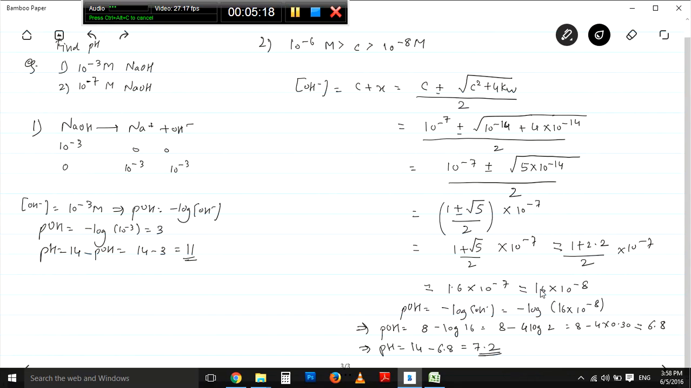So we neglect that negative value and take only the positive value. To find the logarithm of such values, we can write this as 16 into 10 raised to power minus 8. Now pOH will be equal to negative log of 16 into 10 raised to power minus 8, which is nothing but 8 minus log of 16. Now 16 can be written as 2 to power 4, so log of that will be 4 times log of 2. So that will be 8 minus 4 into 0.3, which will give you a value of 6.8. Now pH will be 14 minus 6.8, and the value will be 7.2. I hope you also got the same answer.